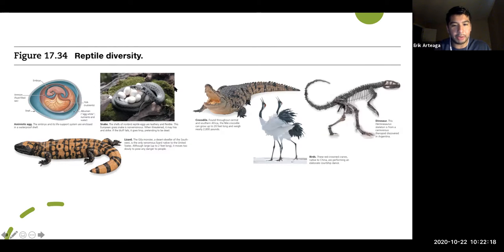Okay, reptile diversity. So here you have that amniotic egg. Snakes have eggs, crocodiles, birds, and then of course dinosaurs. So you see the different variations among the reptiles. You have a Gila monster, a desert dweller of the Southwest, the only venomous lizard native to the United States. The other one is the Komodo dragon. Crocodile: found throughout Central and South Africa, the Nile crocodile can grow up to 20 feet long and weigh nearly 2,000 pounds. So huge, a very ancient reptile as well. Again, birds are considered reptiles as well. Their feathers are going to be analogous to the scales that these reptiles have.